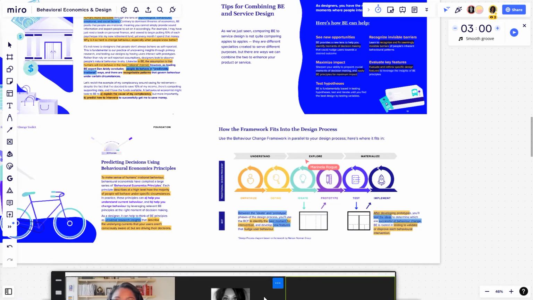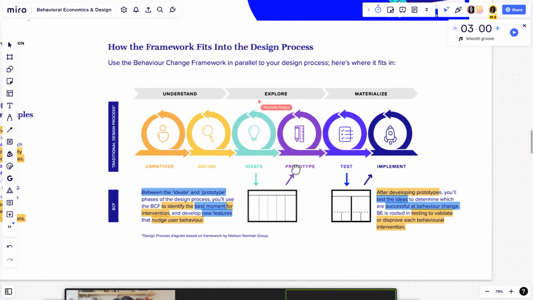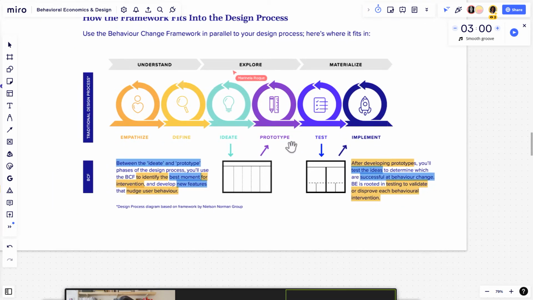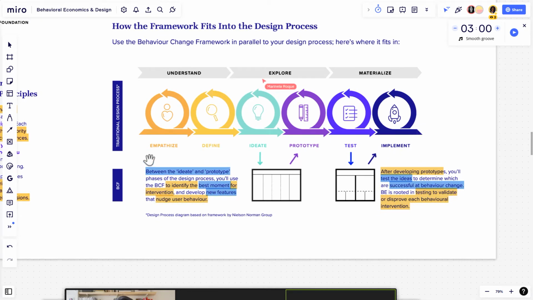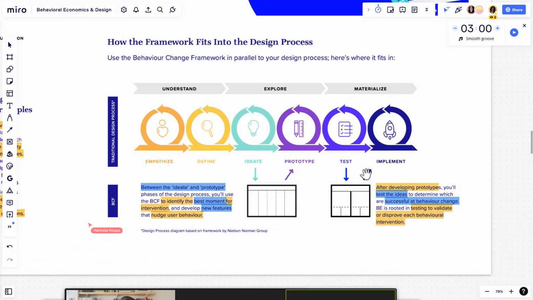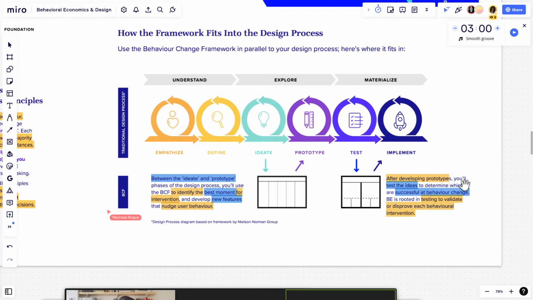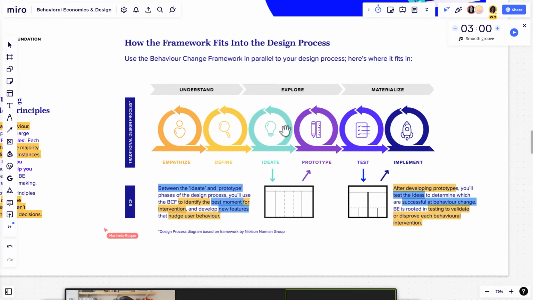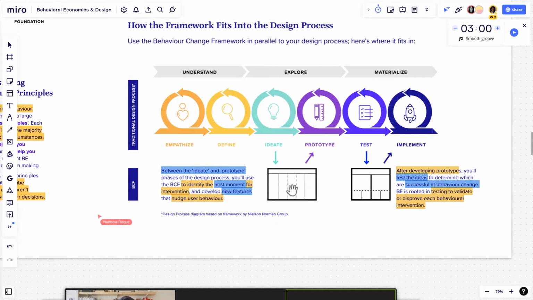So where does behavioral economics sit? This is a traditional design thinking approach. We have the understand, the explore, and materialize phase, as they call it. And it goes from empathizing, defining, ideating, prototyping, testing, and implementing a product. This is a traditional way in which product design is done in industry. So this toolkit, designing for behavior change, has two parts. Part one is placed between the ideation and the prototyping phase, and part two is placed between test and implement.